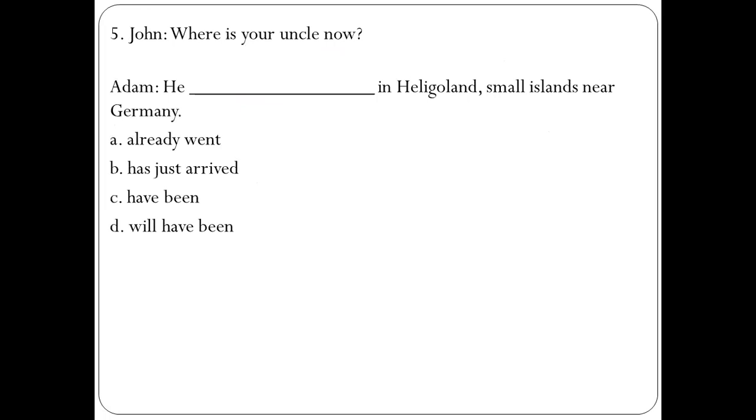Fantastic. Number 5. John: where is your uncle now? Adam: he blanked in Heligoland, small islands near Germany. Correct. He has just arrived. He is the subject, and we have to use has. Remember the formula always. He has just arrived in Heligoland, small islands near Germany.